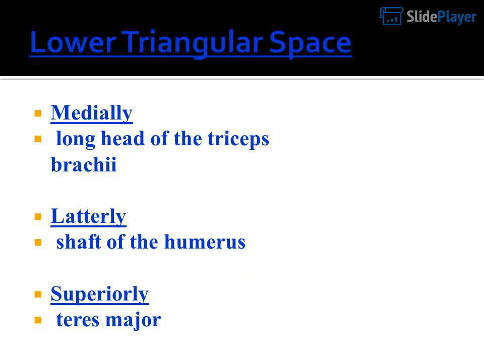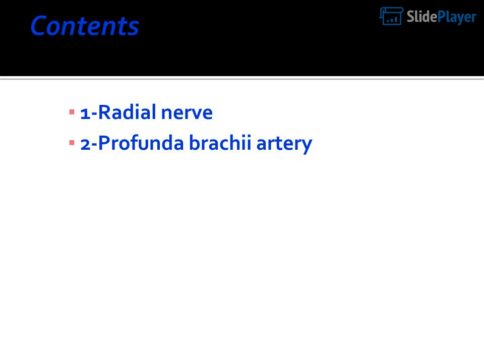Lower triangular space. Medially: long head of the triceps brachii. Laterally: shaft of the humerus. Superiorly: teres major. Contents: 1. Radial nerve. 2. Profunda brachii artery.